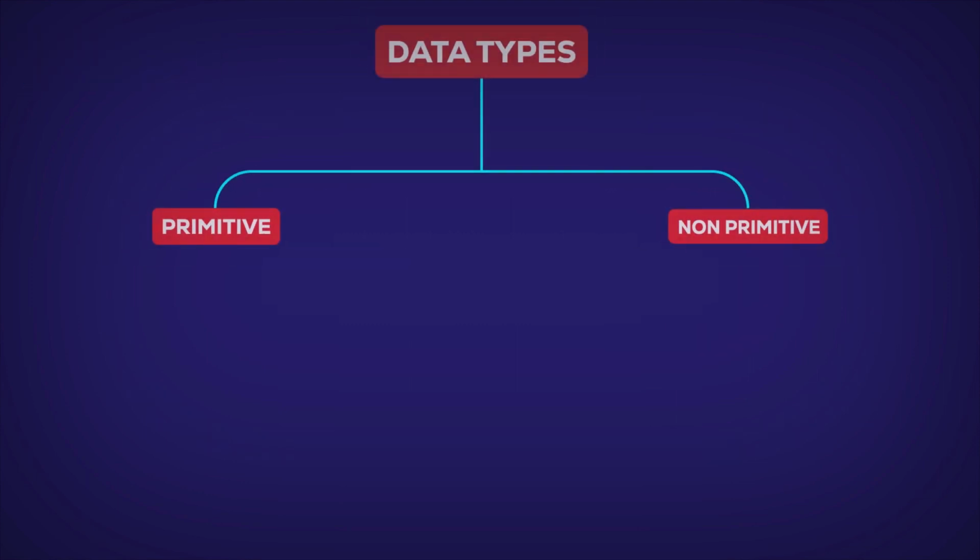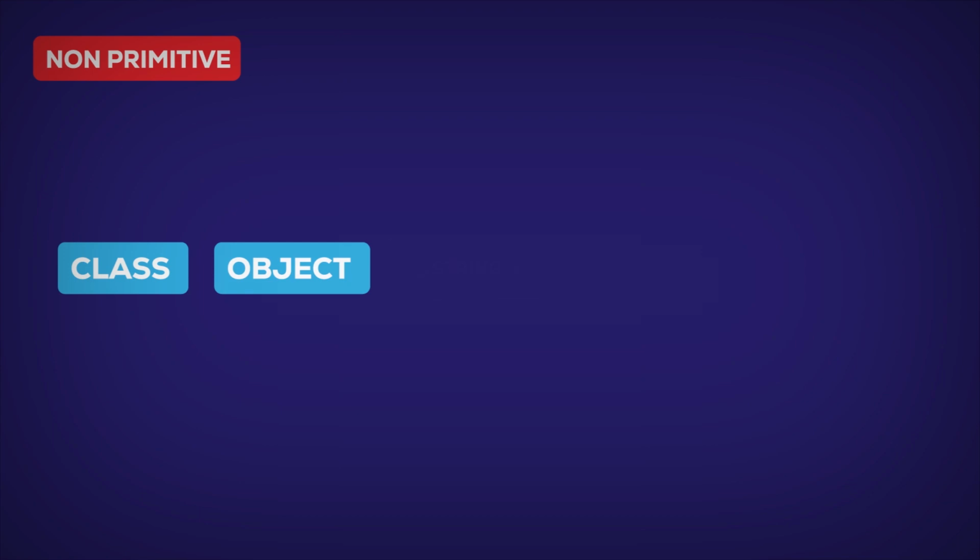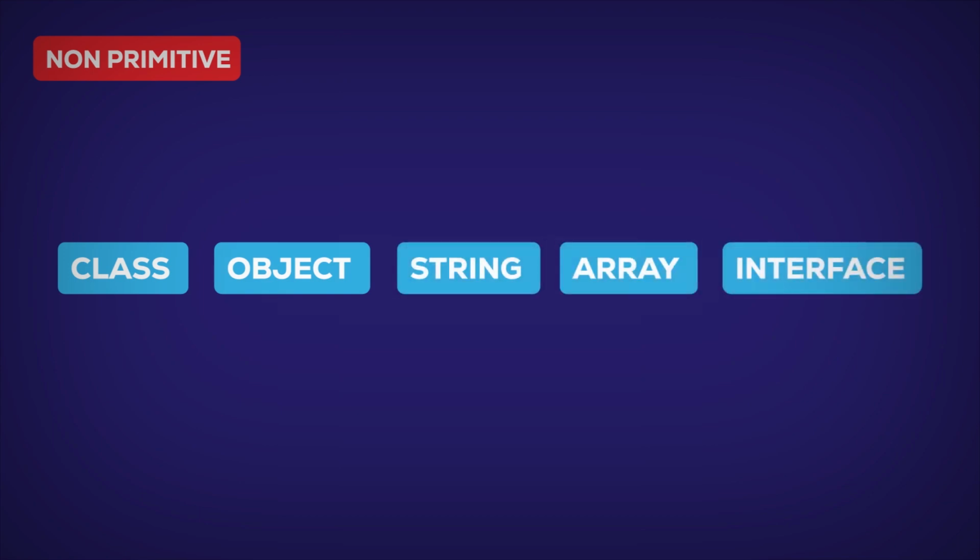Now coming to the non-primitive data types, that means these are not predefined. These are user-defined data types created by programmers. These data types are used to store multiple values. We can discuss it in depth in upcoming videos. As of now, there are 5 types of non-primitive data types in Java. They are class, object, string, array, interface.